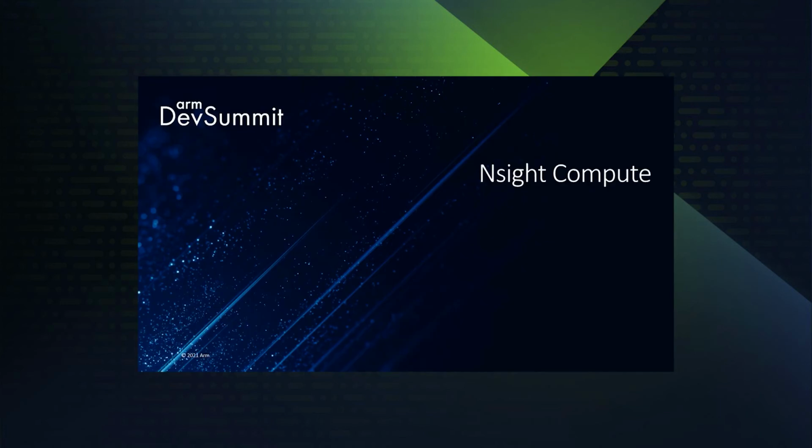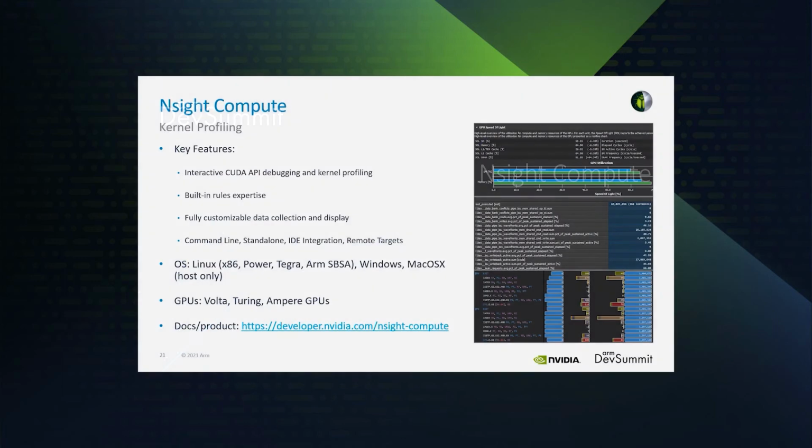Next, let's look at Nsight Compute, the detailed CUDA kernel profiler. Nsight Compute is the tool for highly detailed profiling of CUDA kernels. It has both an interactive and non-interactive profiling mode. The interactive profiling mode allows you to step through CUDA APIs to target the exact area of interest for your profile. And a non-interactive mode is kind of a set it and forget it. You can kick off the profile of all of the CUDA kernels you're interested in, and come back and see the results. There's built-in rules expertise, a customizable interface, and it's available from the command line, a standalone GUI, integrated into IDEs, and supports remote targets, including SBSA targets.